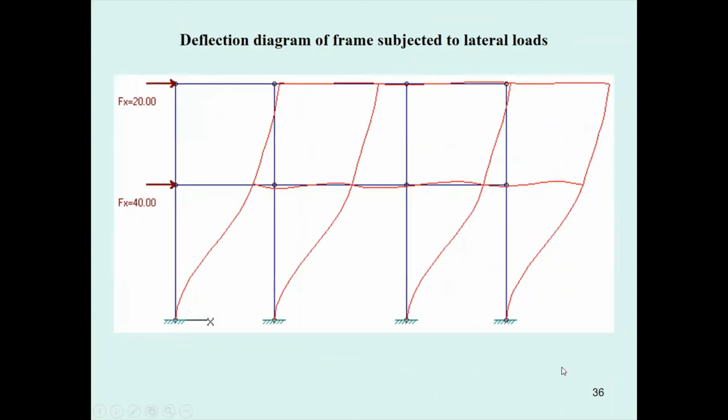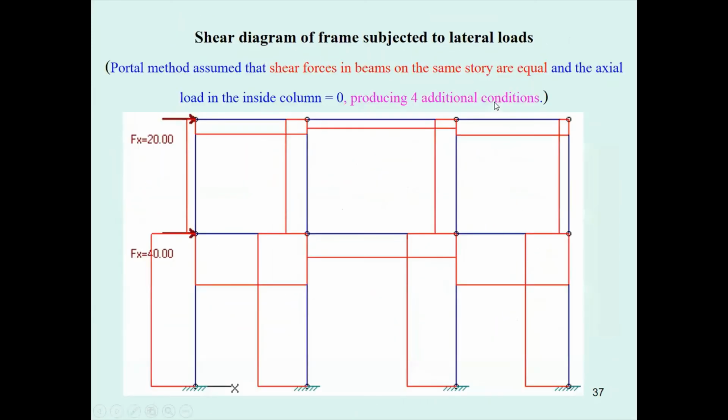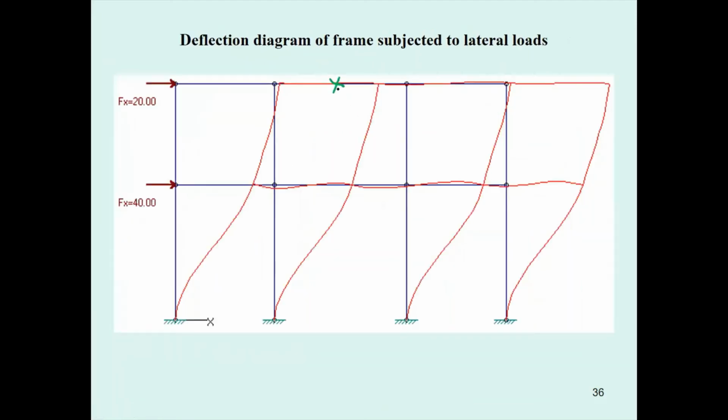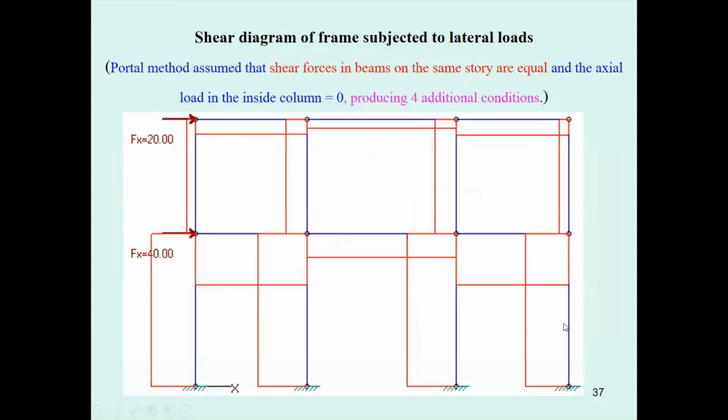Now again I show you the elastic curve and confirm the inflection points that occur in the middle of the girder and also approximately at the middle of the column. You get 14 assumptions and you need 4 more for this structure. And for the exact solution, this confirms the portal method. Let's assume the shear force in the beams at the same story are equal. What I mean is, they assume this one is equal.